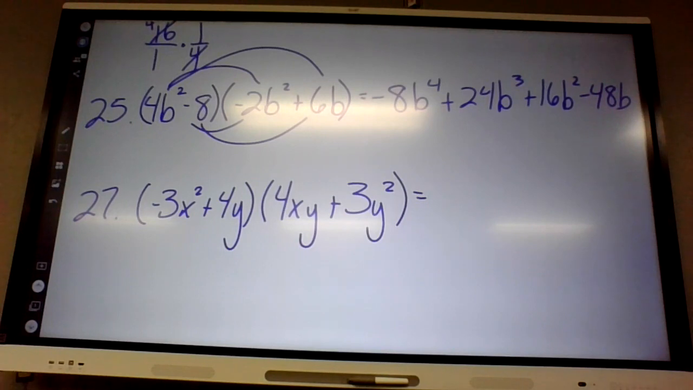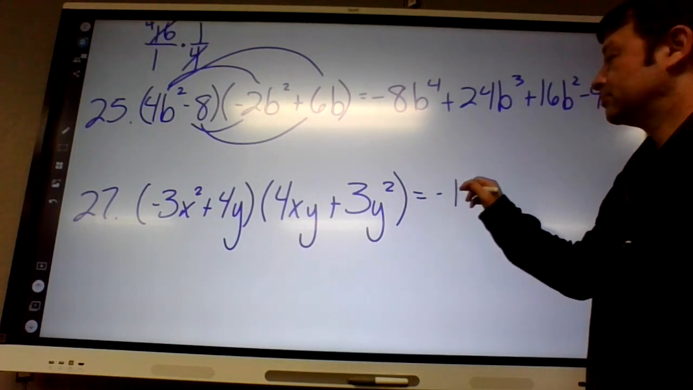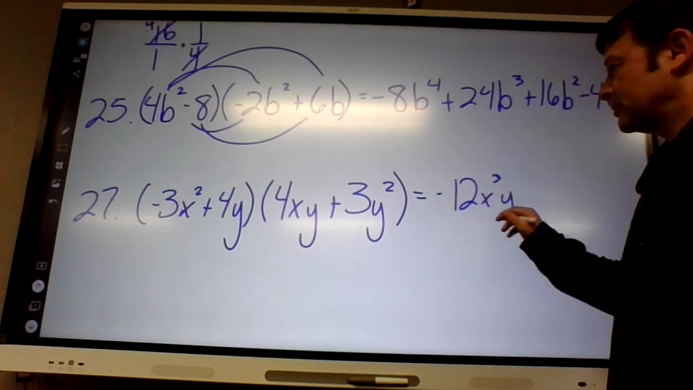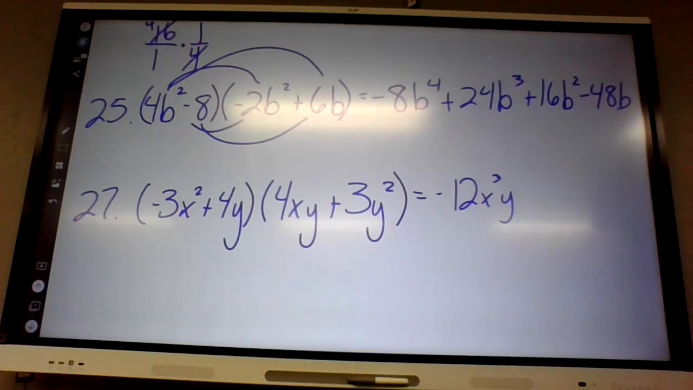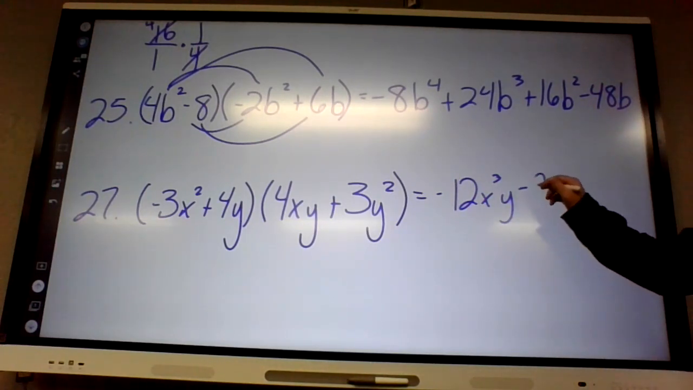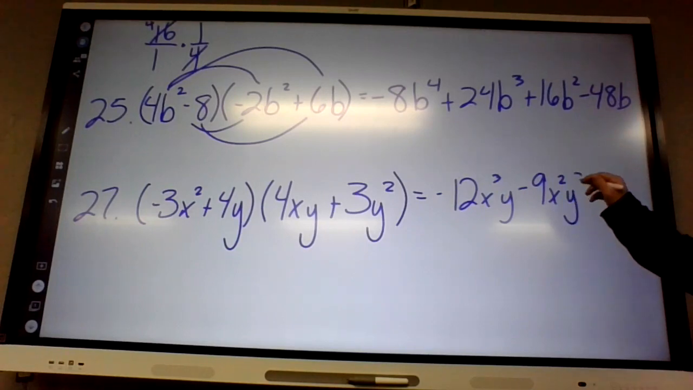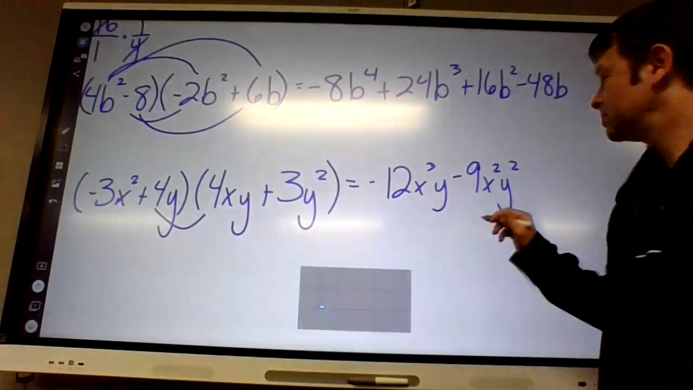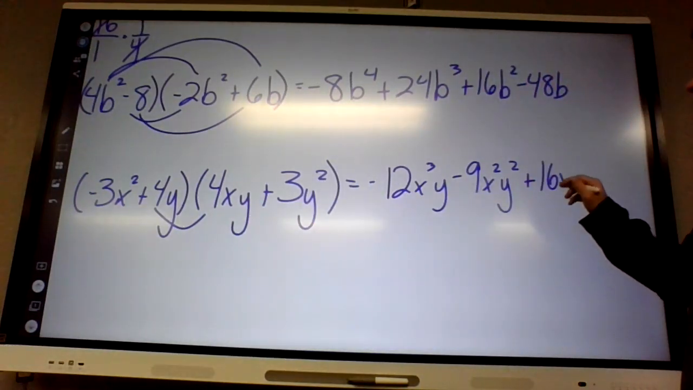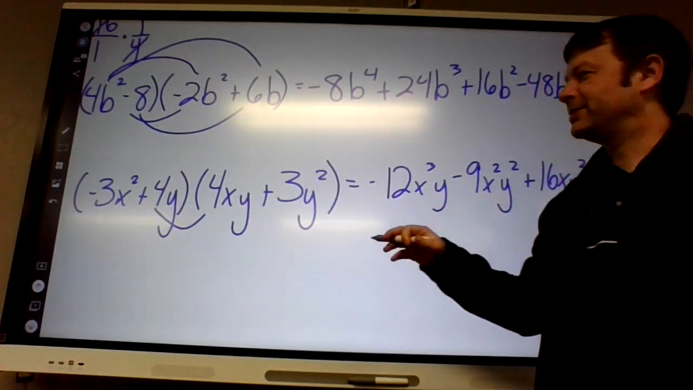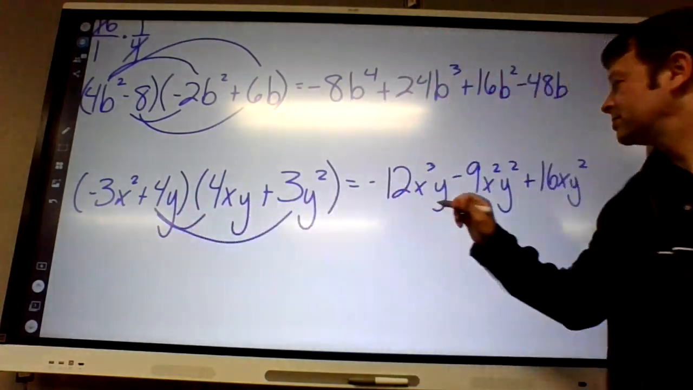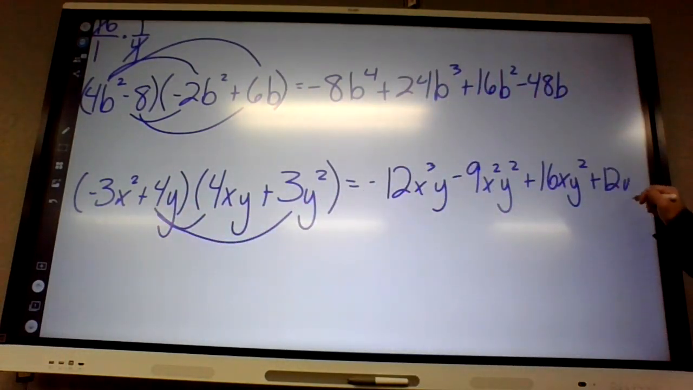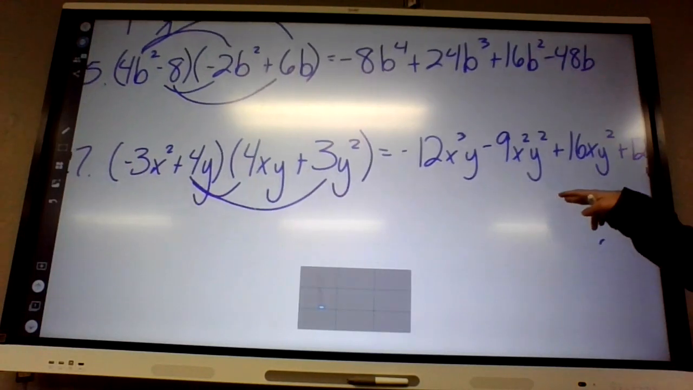All right, Olivia, what would the first term be? Negative 12x cubed y, outside. Minus 9x squared y squared. Ooh, girl. I'm gonna run out of room. Okay, and then the inside? Plus 16x y squared. And then the last, plus 12y cubed. All right.